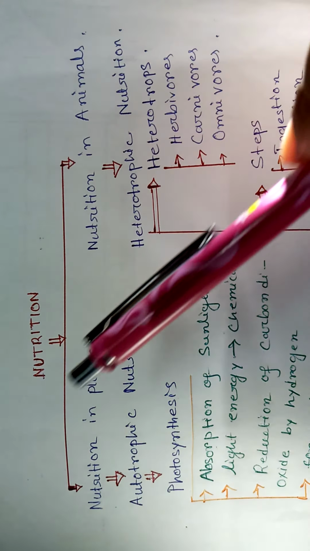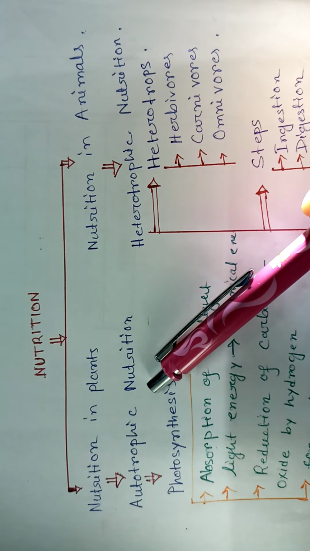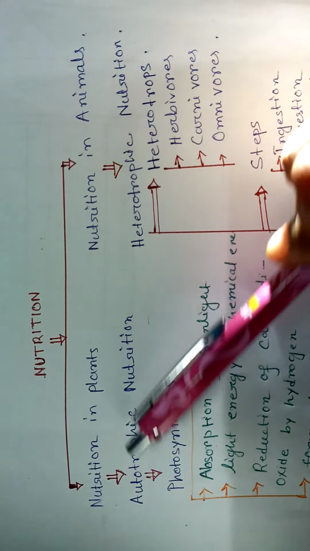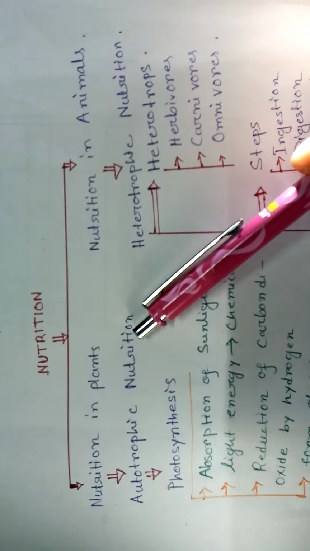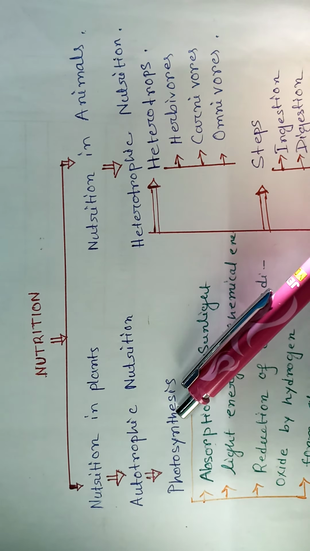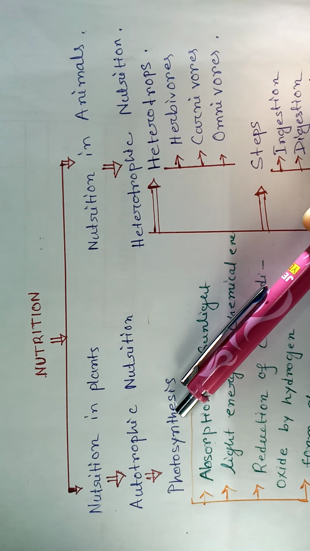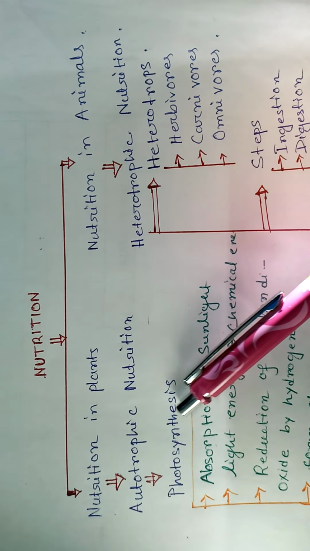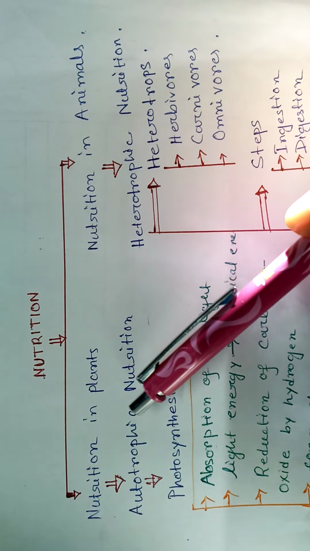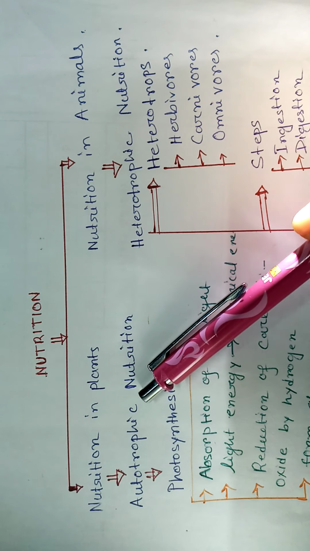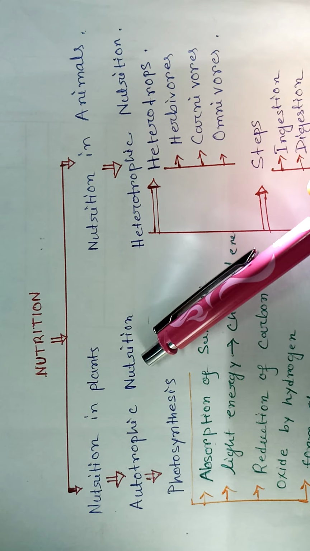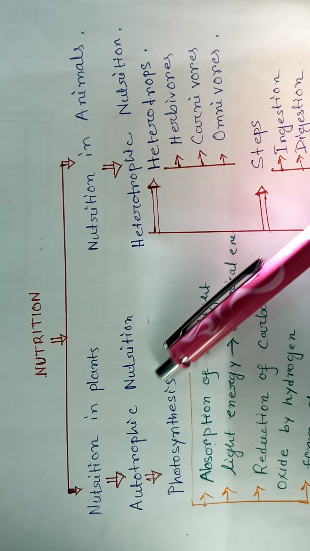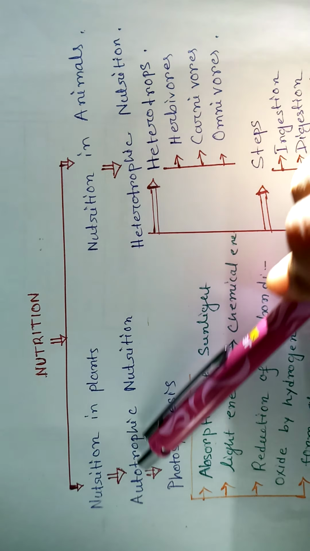Okay, so nutrition in plants means which mode of nutrition will be here? Autotrophic nutrition. And autotrophic nutrition can be done by the photosynthesis process. We know the plants are autotrophs. Autotroph means those organisms who can produce their own food. They are known as the autotrophs, and plants are the example of autotrophs. So how can plants produce their own food? By the process of photosynthesis.